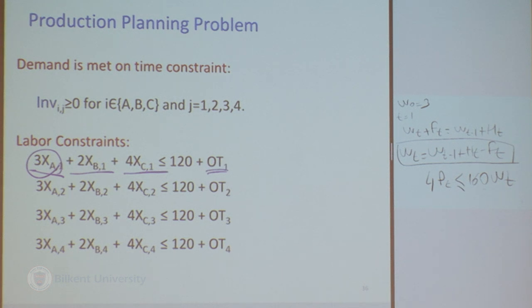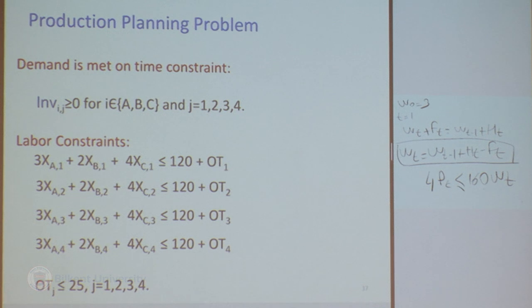The production amount with the required labor should be bounded by the amount of labor I have. In terms of regular hours, I have 120, but each week I may have overtime, which is written on the right-hand side as an additional capacity for me. Clear? These are my labor constraints. Now I managed to link my x's with the 120 hours plus overtime. Is this clear? Yes or no? Yes.